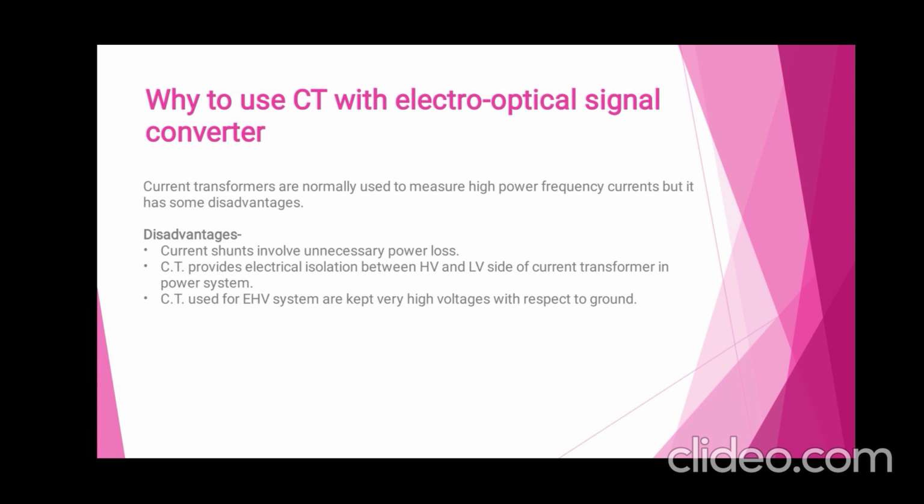That is the only reason why high voltage CT systems are kept at very high voltage with respect to ground. Also, in CTs, due to the air gap, there is a problem of electromagnetic interference, and high losses occur due to that electromagnetic interference. To reduce those losses, we have to use an electro-optical signal converter with it. Now Aniket will explain how we integrate the signal converter with CTs.